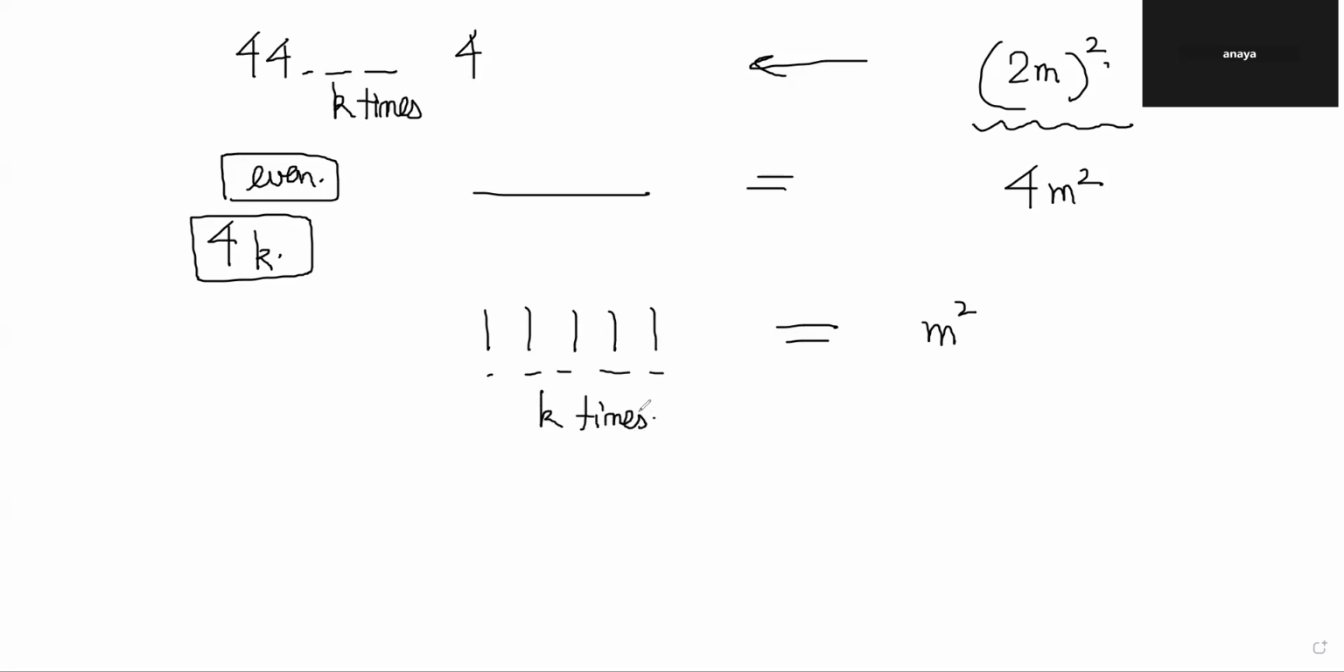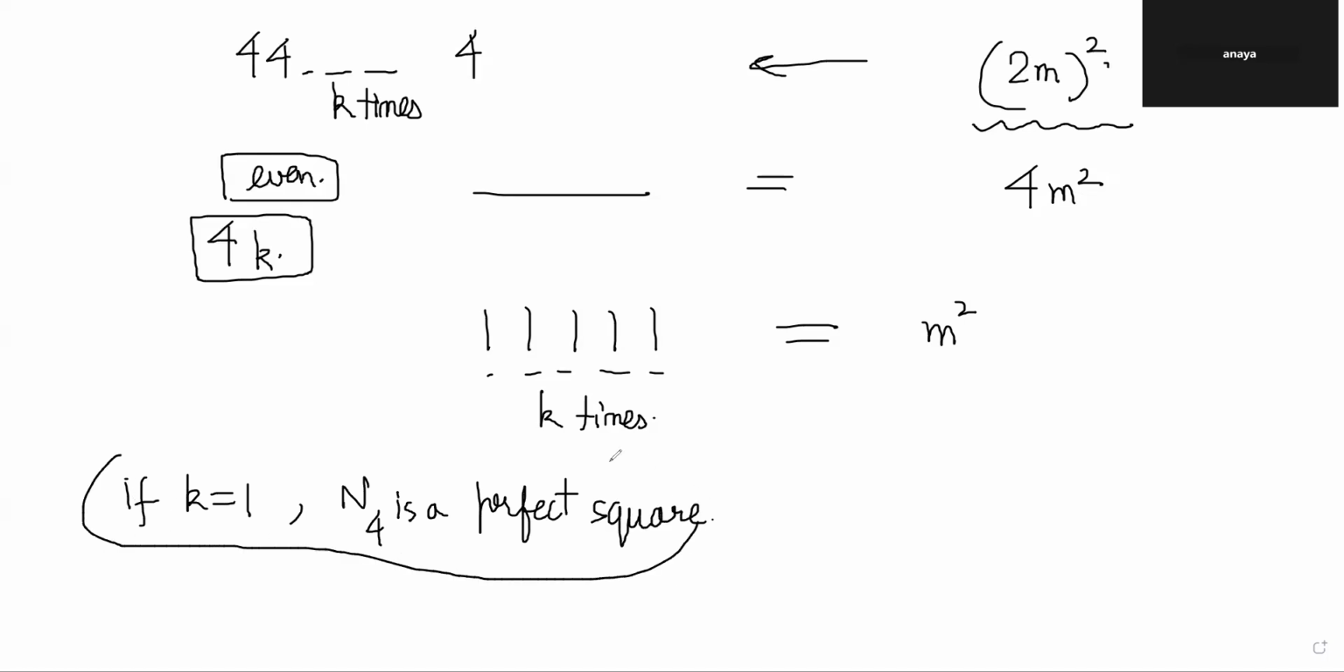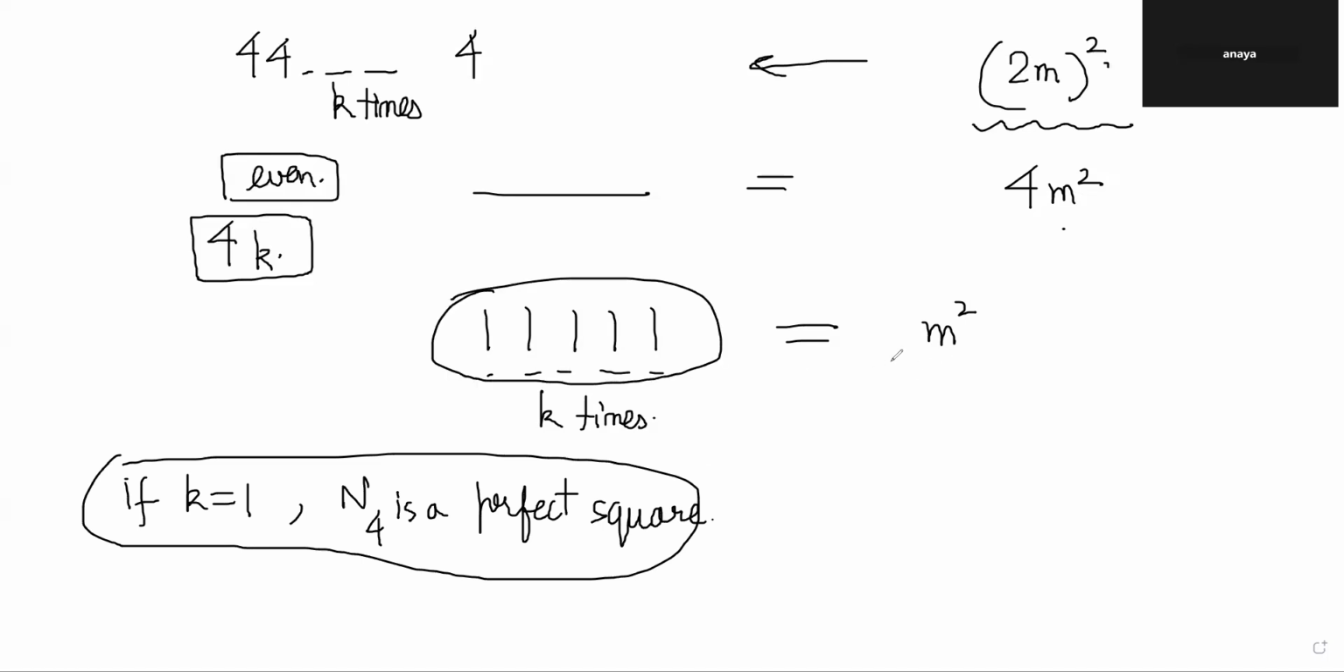The only way it works is for m equal to 1 or k equal to 1, right? That's the only case. If k is 1, 4 is a perfect square. But if k is greater than 1, it doesn't work. Do you understand what I'm saying? Because we are now saying that m square is 1111. We already proved that this is not possible except if k is 1.